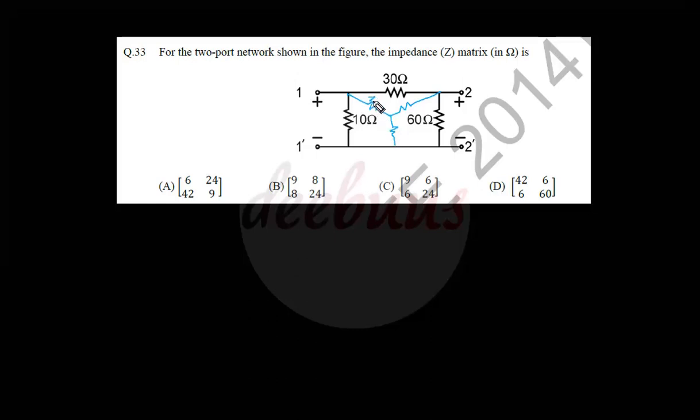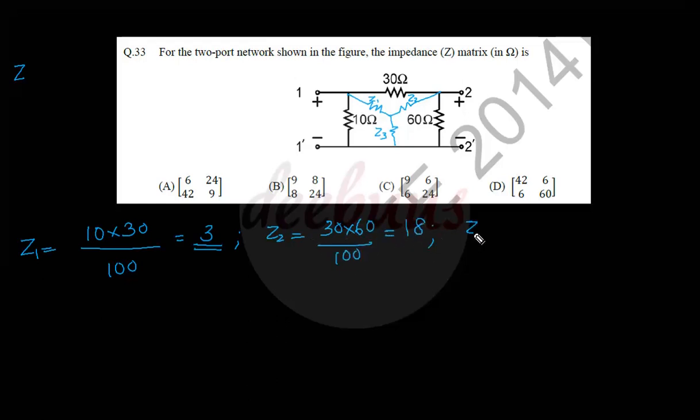First of all, I am marking this as Z1, this is Z2 and this is Z3. Now we can calculate what is Z1. Z1 equal to 10 into 30, right? 10 into 30, that is the resistance here and the resistance here, divided by total resistance of this delta network, that is 30 plus 10 is 40, 40 plus 60 is 100. So Z1 equal to 3, right? Similarly, Z2 equal to 30 into 60 by 100. So that is 18. Similarly, Z3 equal to 10 into 60 by 100. So that is Z3 equal to 6.